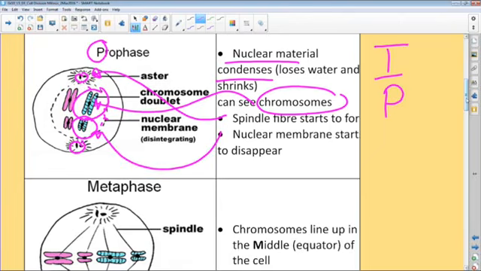To be able to do everything, I need to clear everything out. So that nuclear membrane needs to go. So the only thing that the cell can concentrate on is these chromosomes that need to be separated.